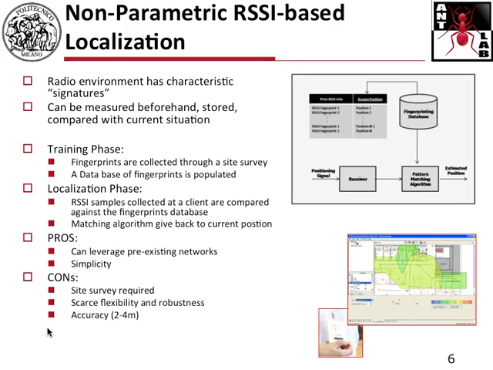The localization phase is much easier in this case because when a real client gets in your environment, what the real client has to do is just to measure the RSSI vector which it is receiving in a given position, send this vector up to the localization engine, and what the localization engine does is just to match this vector against the database and returns you what is the closest stored vector with respect to the one which has been measured and the corresponding position also. Okay, this is called fingerprinting, localization by fingerprint.